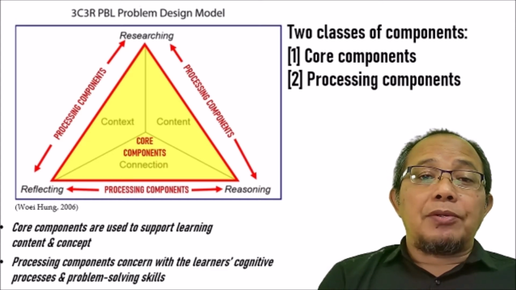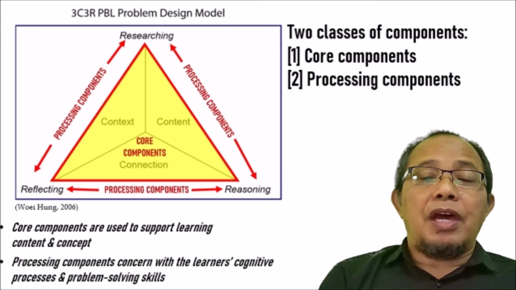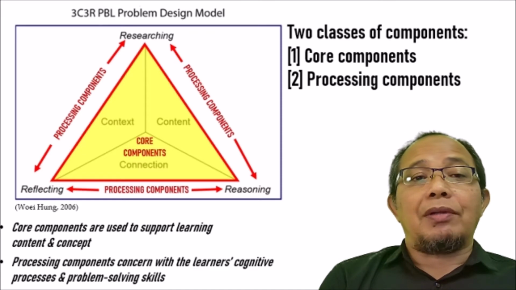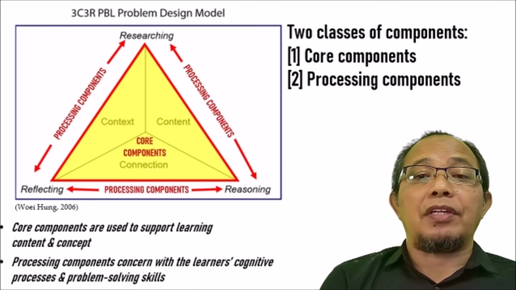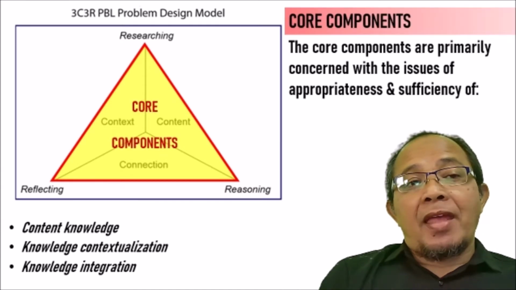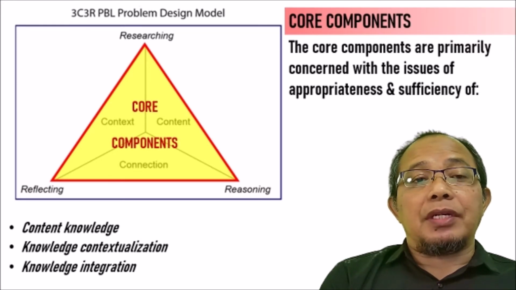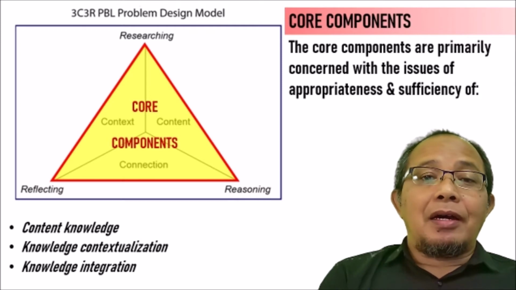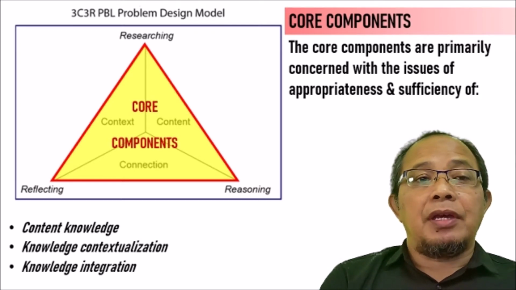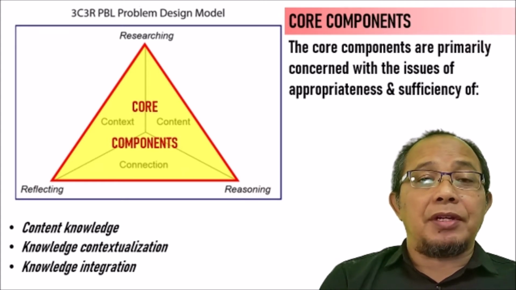This problem design model consists of two classes of components: core components and processing components. The core components are used to support learning content and concept, whereas the processing components are concerned with the learner's cognitive processes and problem-solving skills. The core components of the 3C3R model, which is content, context, and connection, are primarily concerned with the issues of the appropriateness and sufficiency of content knowledge, knowledge contextualization, and knowledge integration.